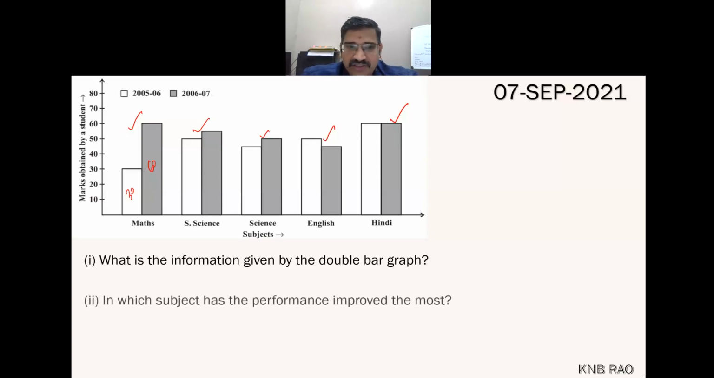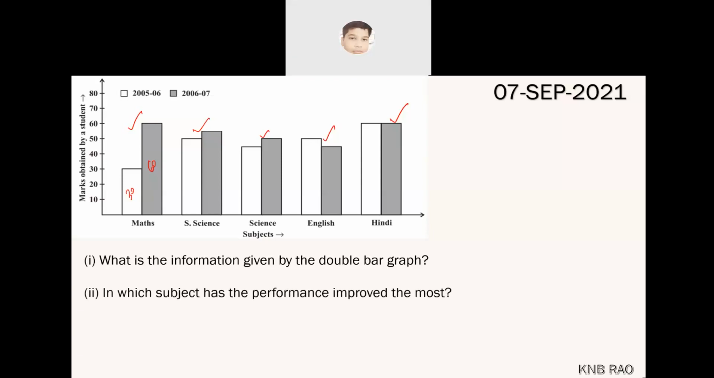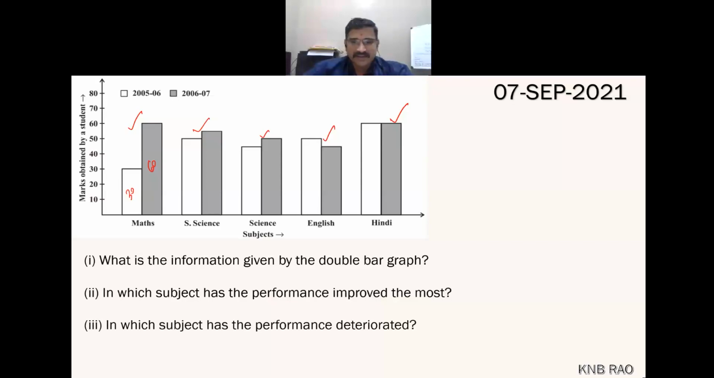Then in which subject has the performance improved the most? Sir, mathematics. Good. In which subject has the performance deteriorated, means decreased? Sir, English. Okay. In which subject is the performance at par? Sir, Hindi. That's it. Par means equal, no improvement, no decrease. Okay. That's the way of reading.